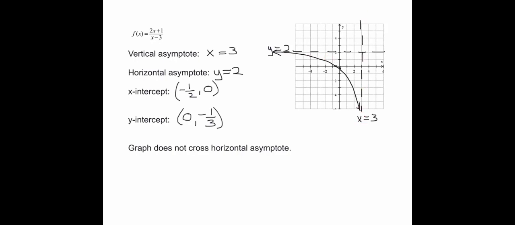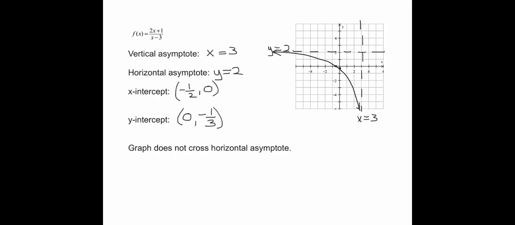Unfortunately, I have absolutely no points. My two intercepts were on the other side, which leaves me with two possibilities for the graph. To the right of x equals 3, it could start down here and go up and approach my horizontal asymptote, or it could start up here and approach it from this direction, and we really don't have enough information to determine which one is true.